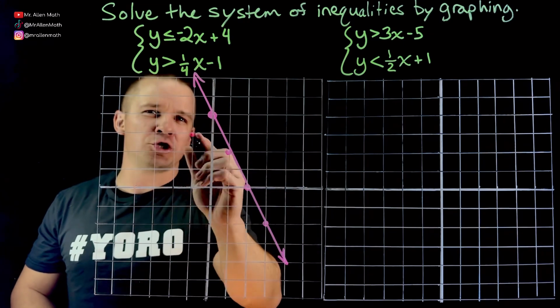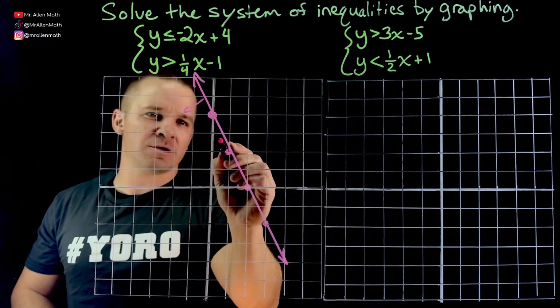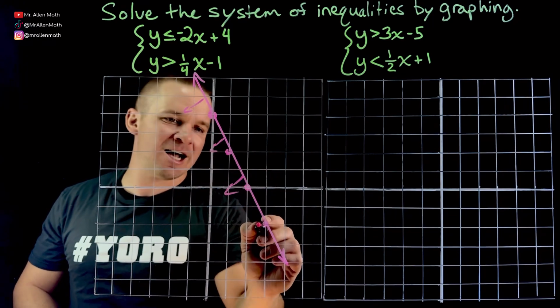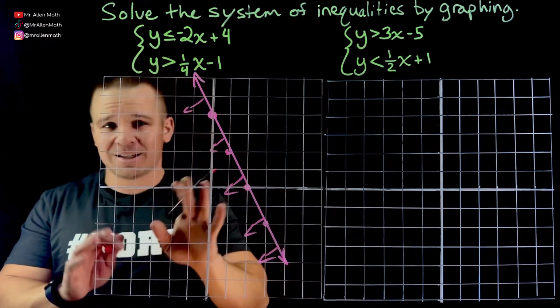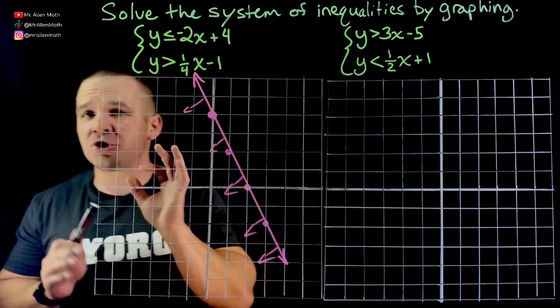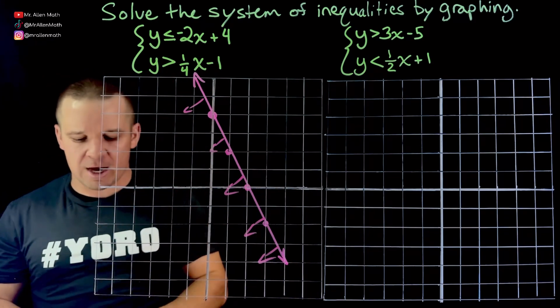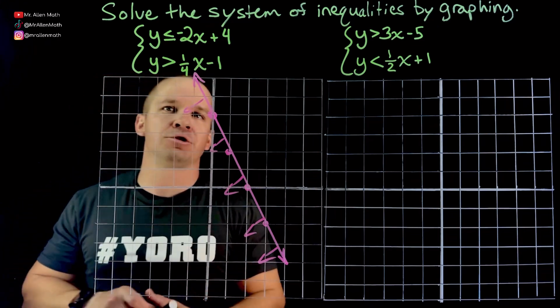Now, so things don't get too messy, I'm just going to show some arrows, like we're shading on this side of the line here. Otherwise, it's going to get a whole lot of markers all over the place. We'll shade our final solution, though. Where they overlap is our final solution.